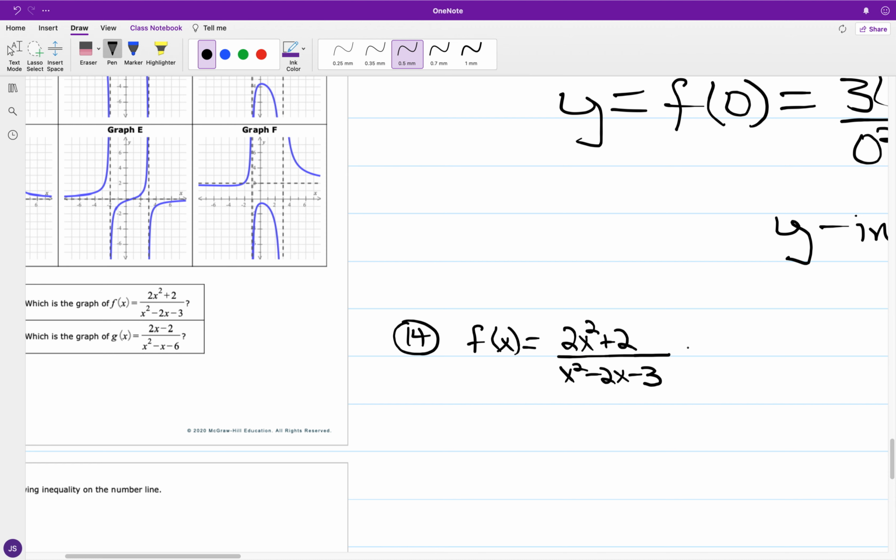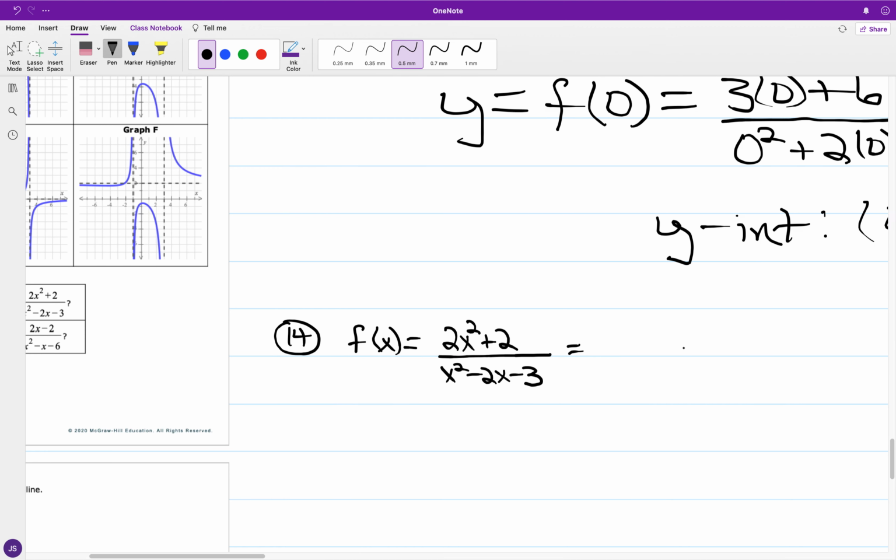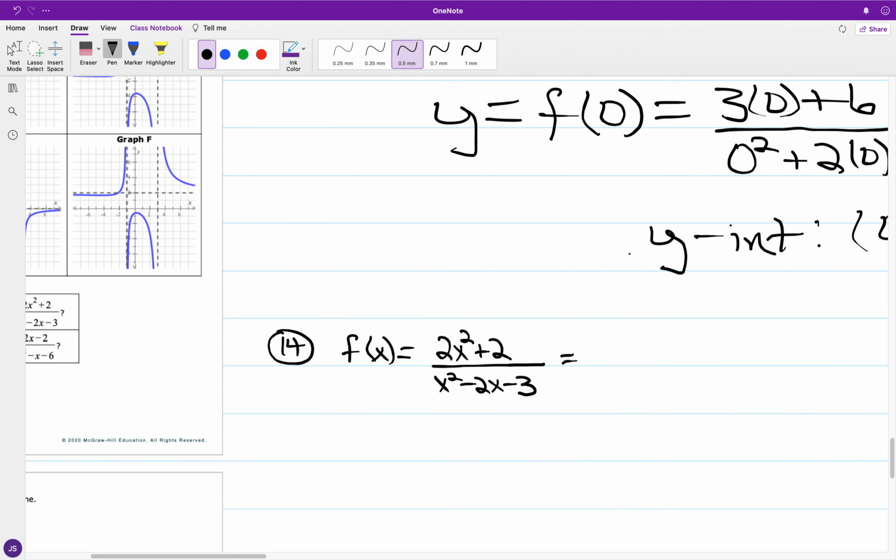Okay, now I'm going to bypass the domain part, but if I write in factored form, you've got 2x squared plus 2. Now for factoring, we have 2 times the quantity of x squared plus 1. Now for x squared minus 2x minus 3, we'll have x plus 1 and x minus 3.